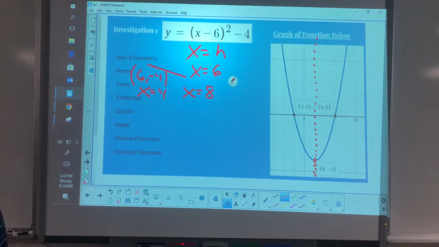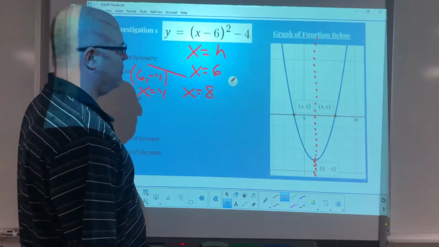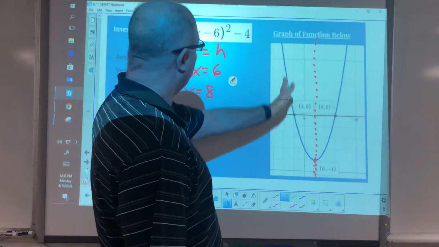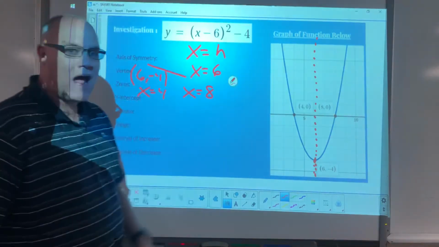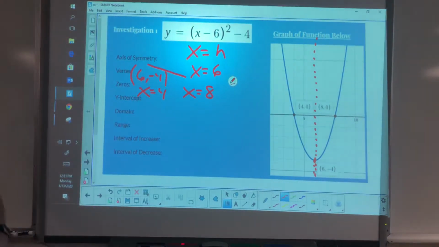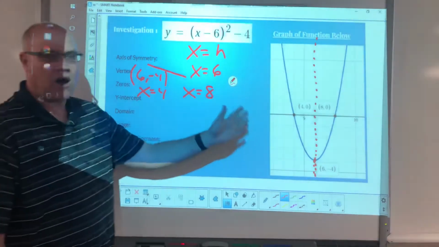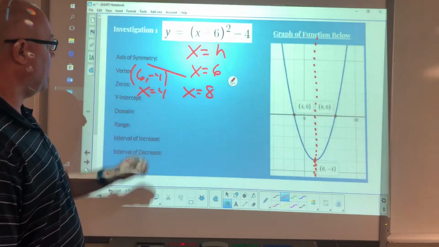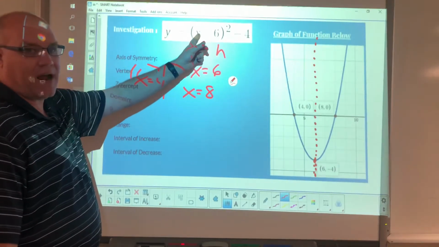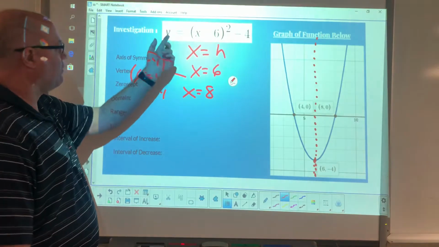The y-intercept, where does the graph touch the y-axis? Ooh, good question, right? Here's 4, here's 3, here's 2. I don't even have that on the graph. Oh, how can we do that? Well, what's the value of x on the y-axis? That's right, it's 0, right? So can't we just substitute 0 in for x and then solve for y? That's what we're going to do.